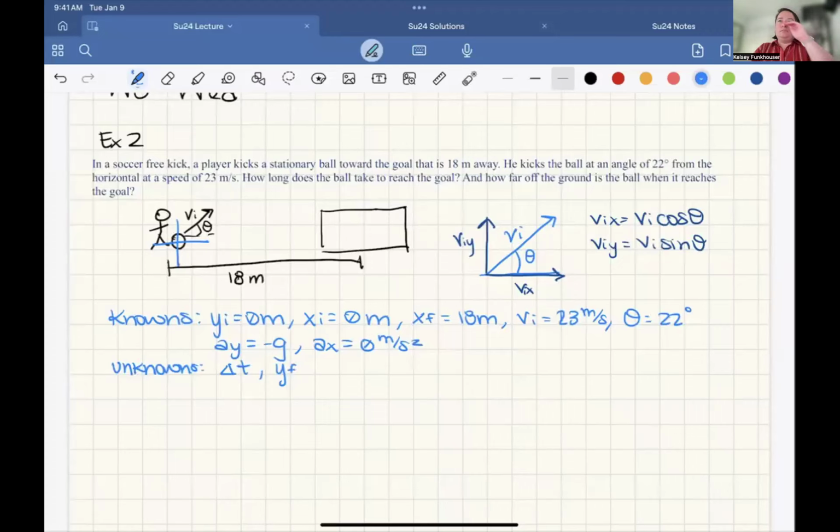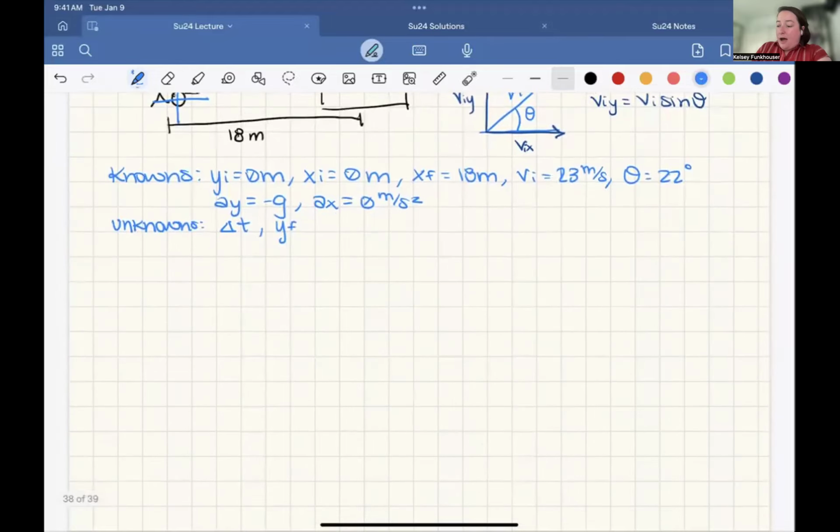So now, again, we're going to have to use one equation to get time and another equation to get the other variable we're looking for. Let's look at this equation in x, because again, the acceleration is 0. And then we'll look at this equation in y, the initial y, delta t plus 1/2 a_y delta t squared.